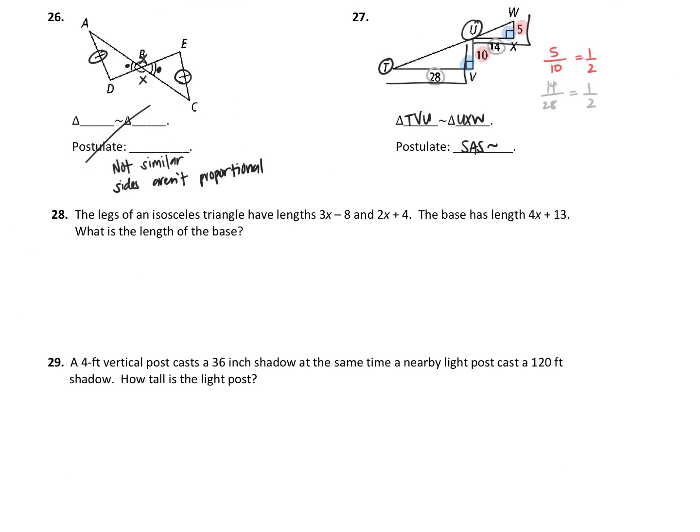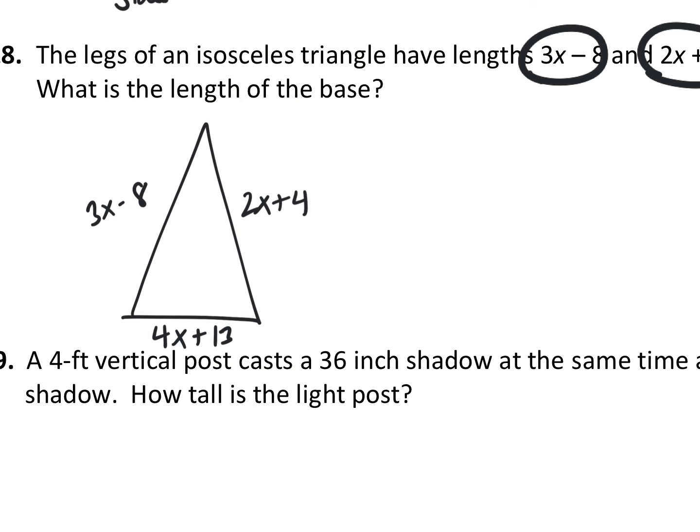All right, number 28 says the legs of an isosceles triangle have lengths of 3x minus 8 and 2x plus 4. The base has a length of 4x plus 13. What is the length of the base? So I want you to go ahead and pause this video, try drawing yourself a picture of what this means given the information that you're given, and then unpause the video to check your work.